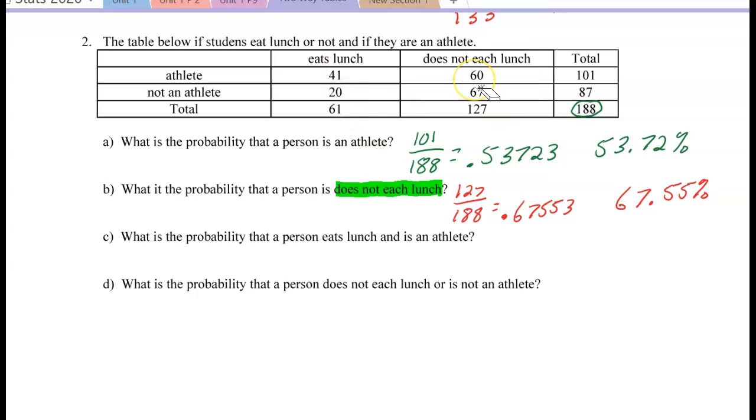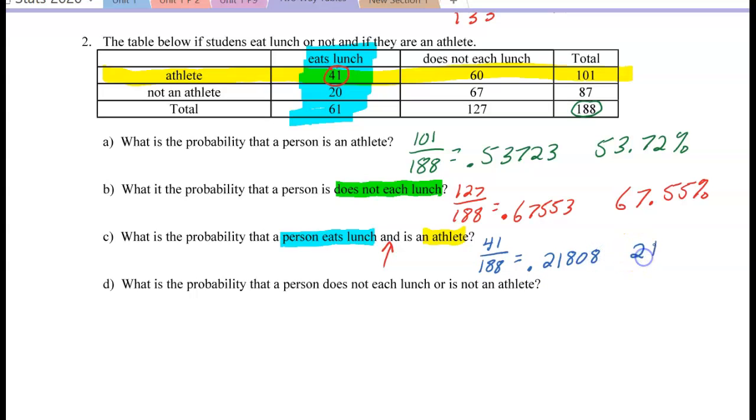Part C, what's the probability that the person eats lunch and is an athlete? So eating lunch is the blue column. The person is an athlete is the yellow. Because this word is and, I'm only interested in these 41 people where the yellow and the blue intersect or cross. So it's going to be 41 out of 188. Doing that on my calculator, 0.21808. That's going to be 21.81%.